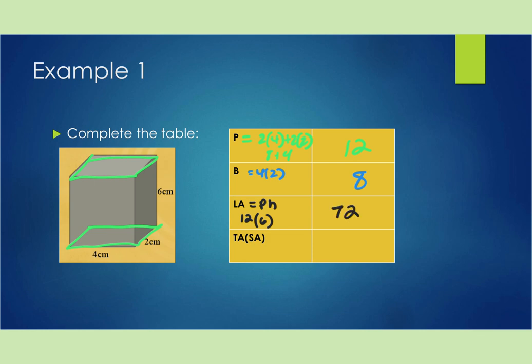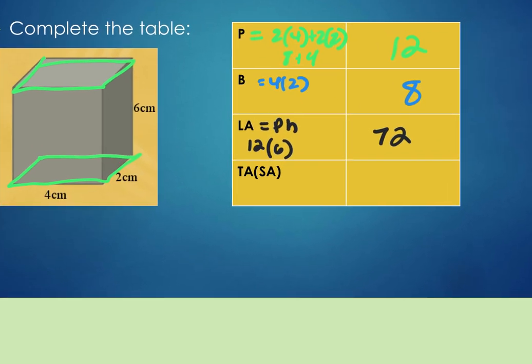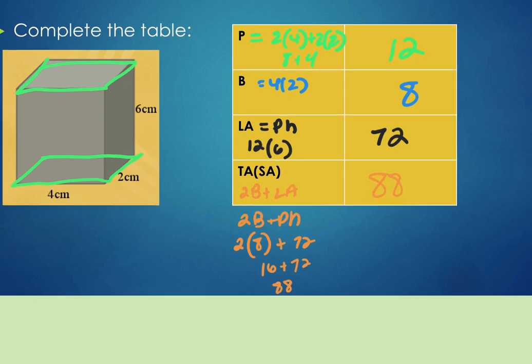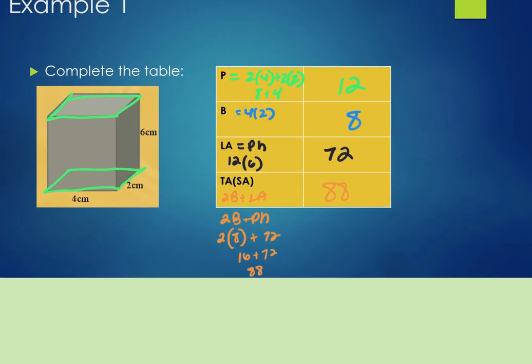And then the total area is 2B plus the lateral area, or 2B plus PH. You could keep it that way. But I'd get 2 times the base area, which is 8, plus the lateral area, which is 72. 16 plus 72 is 88. And these are all centimeters squared. Perimeter's the only one that would just be centimeters.